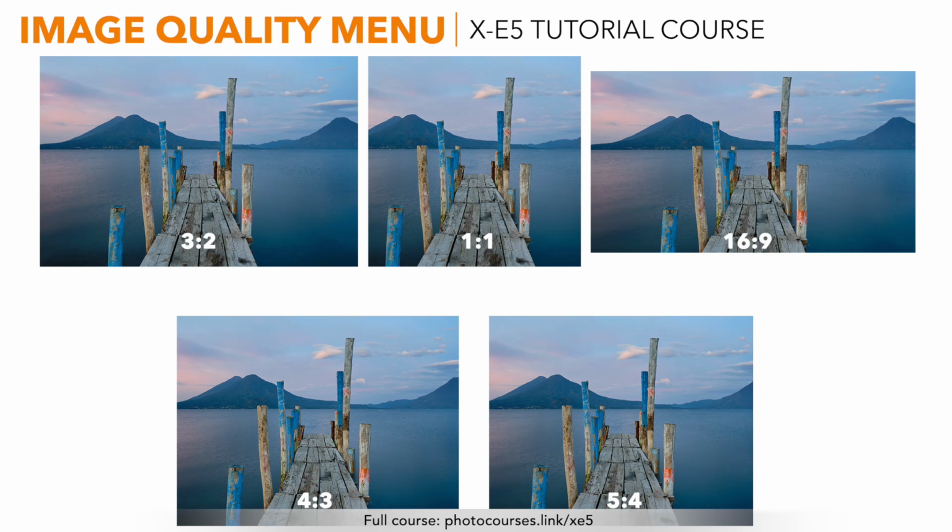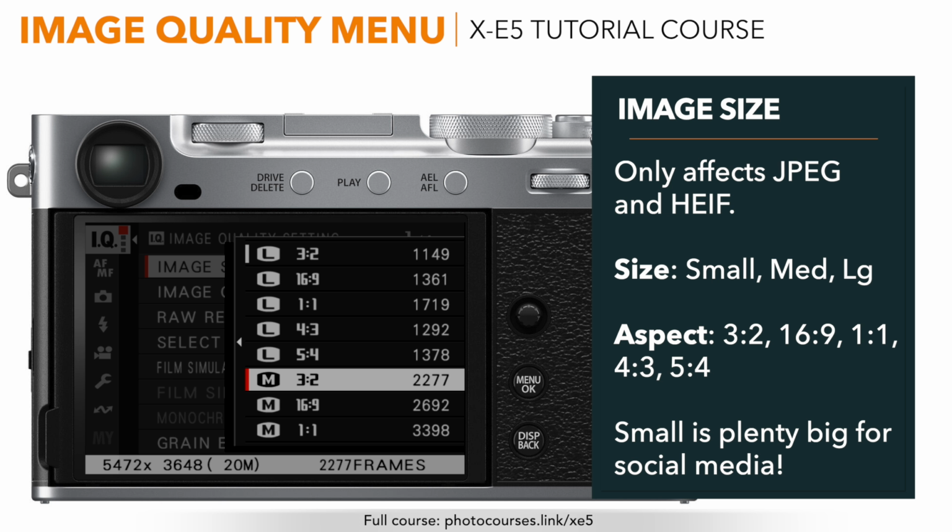4:3 is going to be a rectangle that's between a square and a 3:2. 5:4 is going to be closer to a square, reminiscent of a medium format camera. Unless you're doing some kind of artistic challenge, I would always just recommend recording the 3:2 aspect ratio, and then you can crop later if you need to. These settings also apply to HEIF files if you're recording those instead of JPEGs, as we'll see in a little bit.